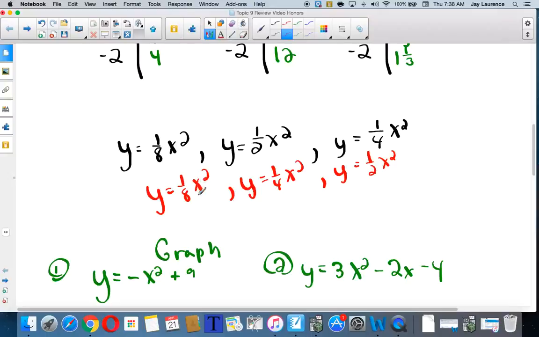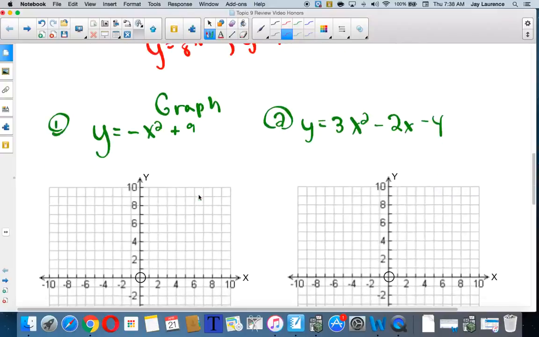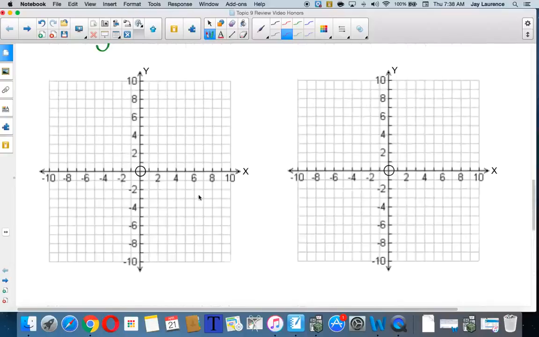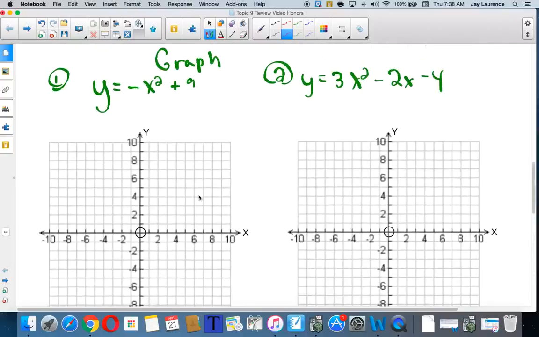All right, here's 2 parabolas, and actually there's a third one down here. If you'd like to pause the video and try to graph them on your own, that'd be awesome. I'm going to go ahead and graph them. You know, if you haven't tried it, please pause the video.